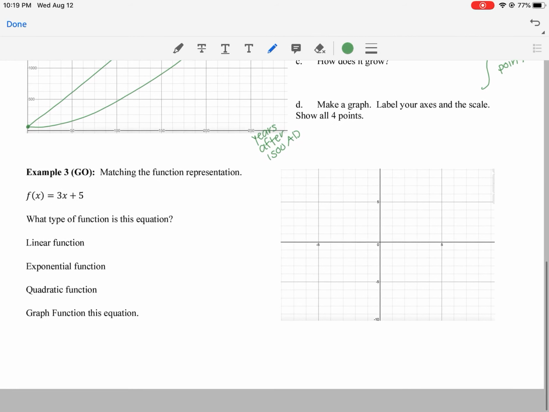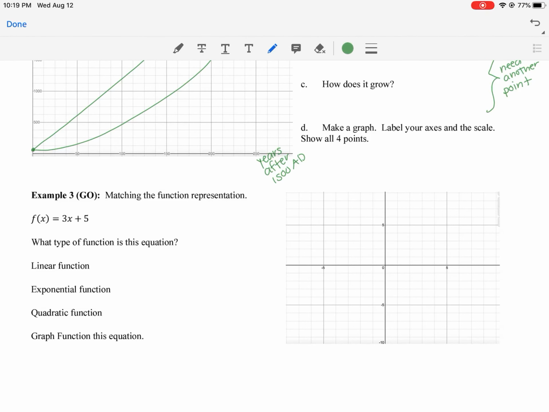Okay, last but not least, match the function representation. So I gave you f of x is equal to 3x plus 5. What type of function equation is this? This is linear. It gives you the 3 options there, so it's linear. It is not exponential, that would be more like 3 to the power of x. It's not quadratic, that'd be like 3 times x squared, right? So I have x squared.